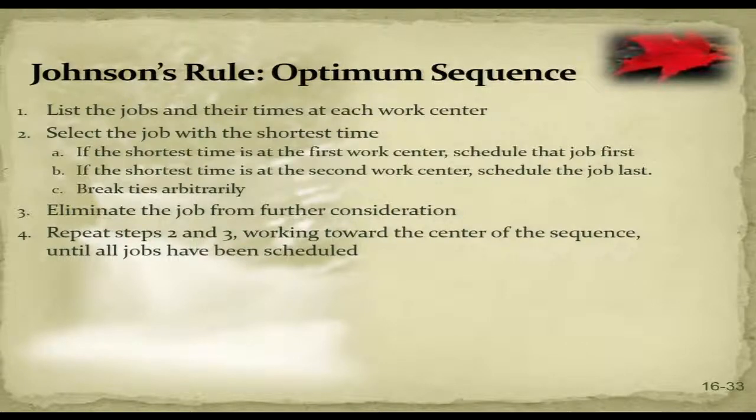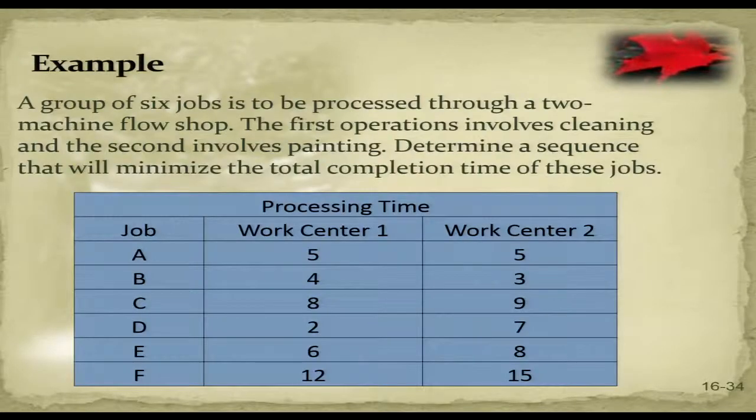If there's a tie, break ties arbitrarily. If A and B have a tie, you just choose A or B, whichever you like. And once you have scheduled a job, you eliminate it from further consideration. Repeat steps 2 and 3 until you have scheduled all the jobs. That's the sequence. So let's go through the examples.